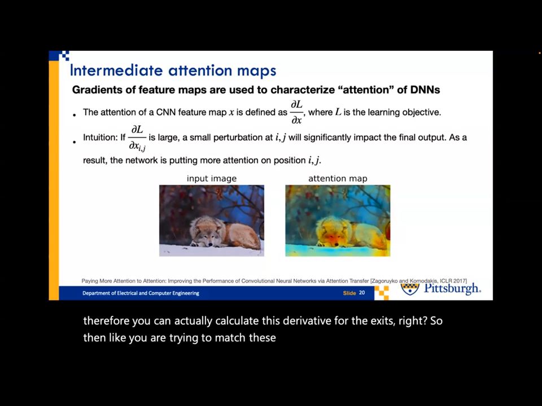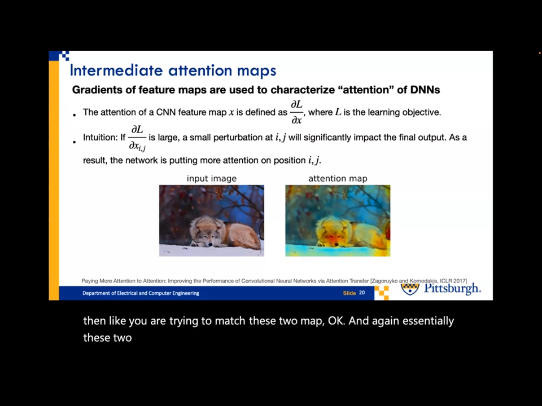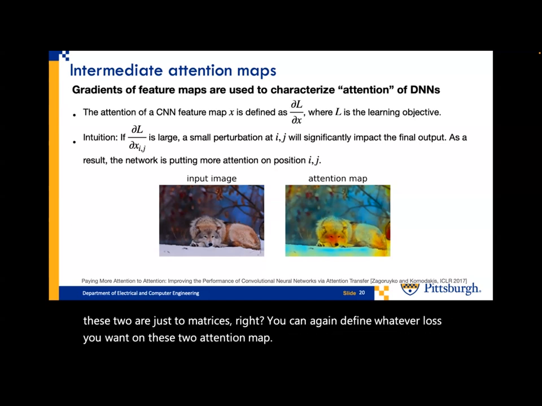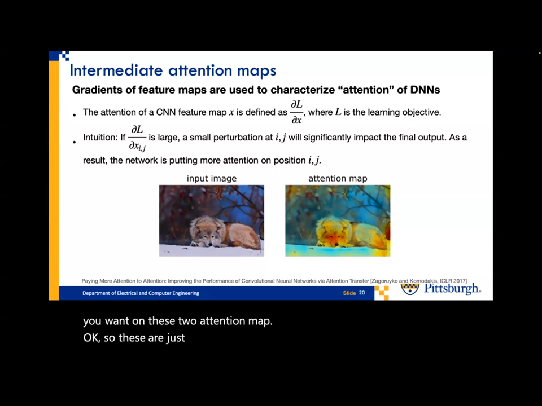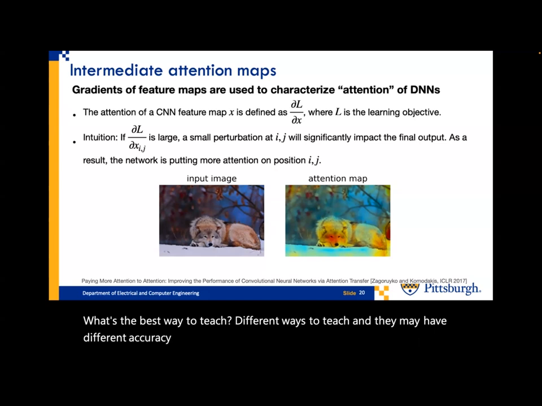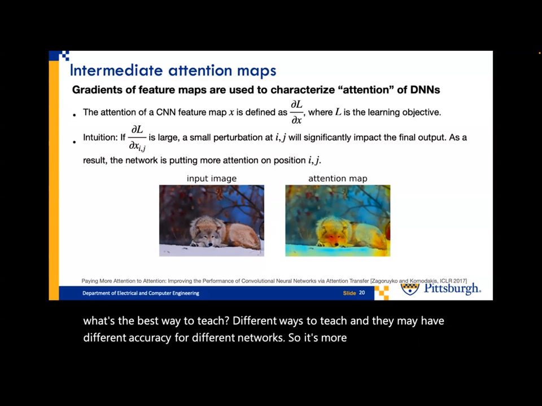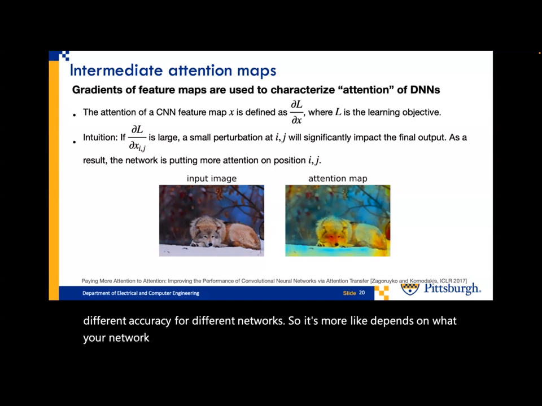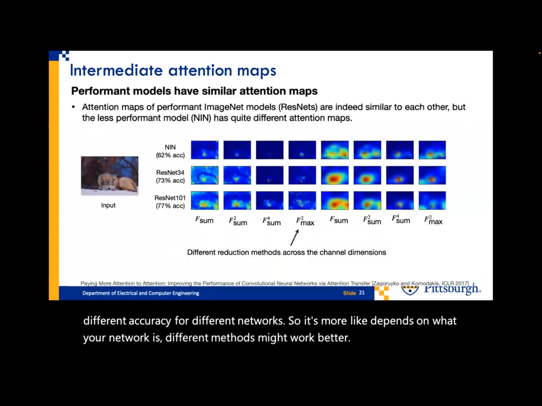Essentially, these two are just two matrices, right? You can define whatever loss you want on these two attention maps. So these are just different ways people are trying to teach the student network, and they may have different accuracy for different networks. It depends on what your network is; different methods might work better.